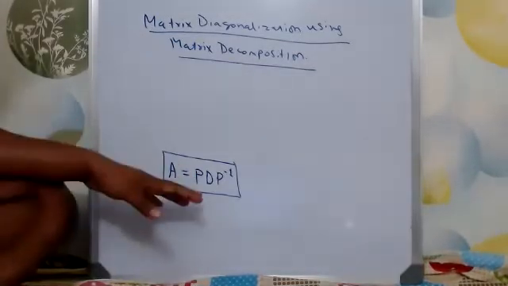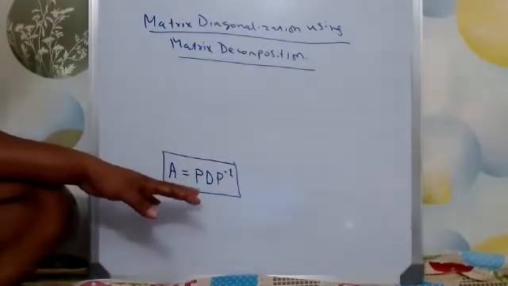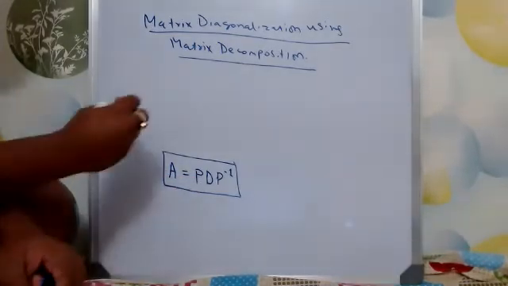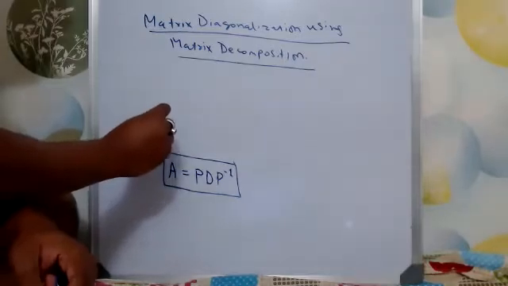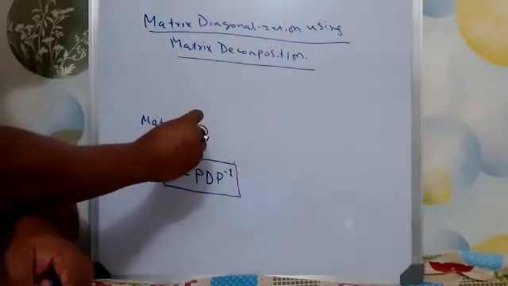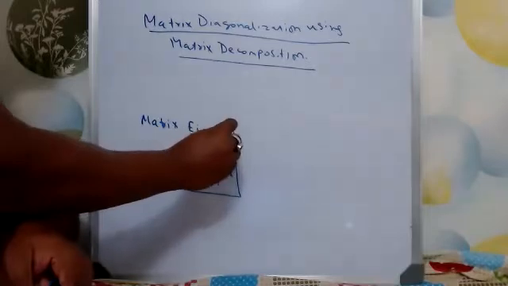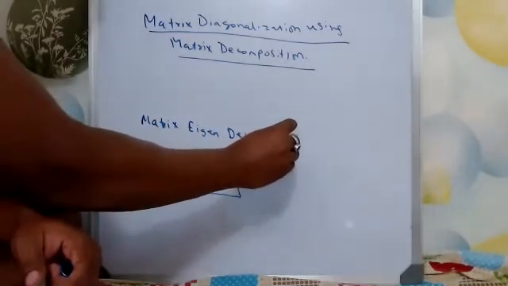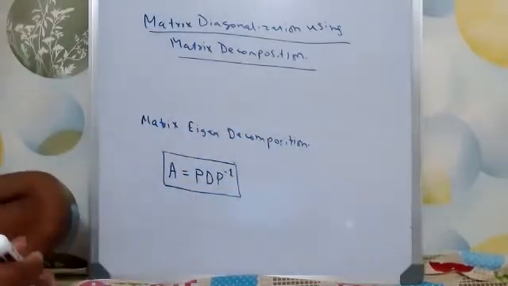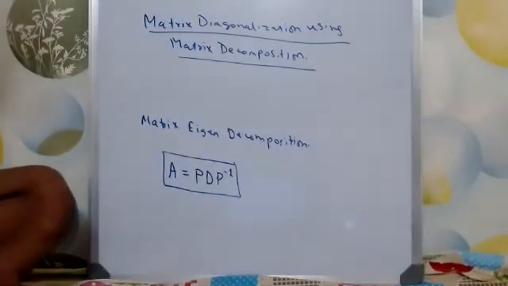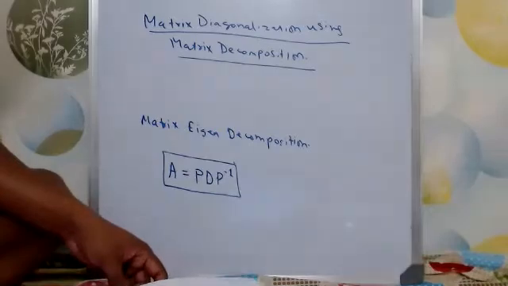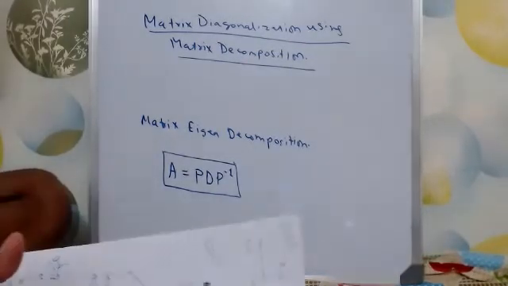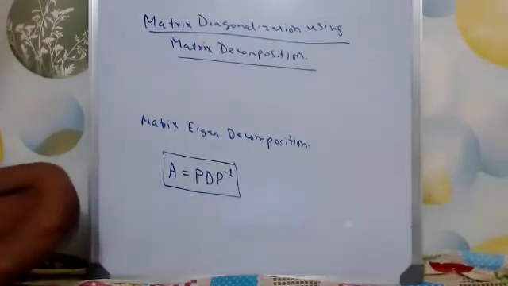So A is equal to PD P inverse. Now this is called the matrix eigen decomposition. Can anybody tell me why is it called eigen decomposition? Why is it called an eigen decomposition?